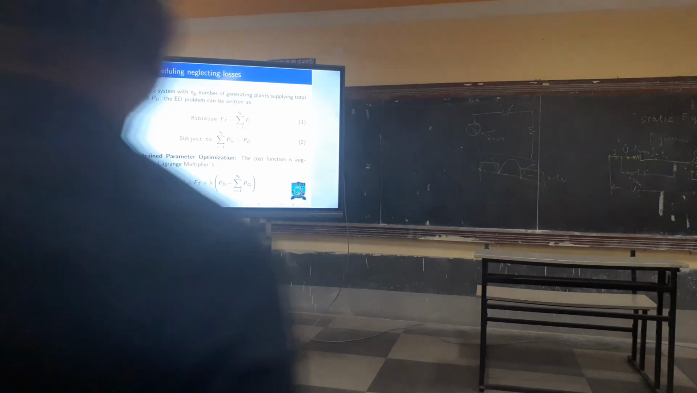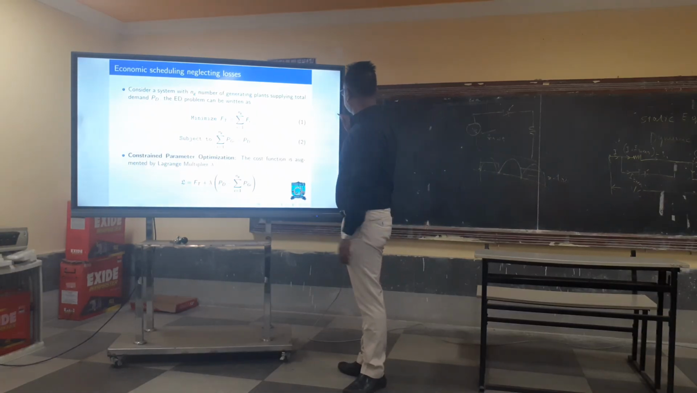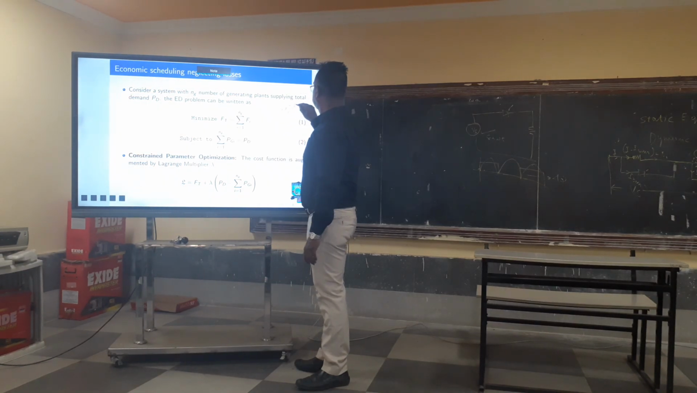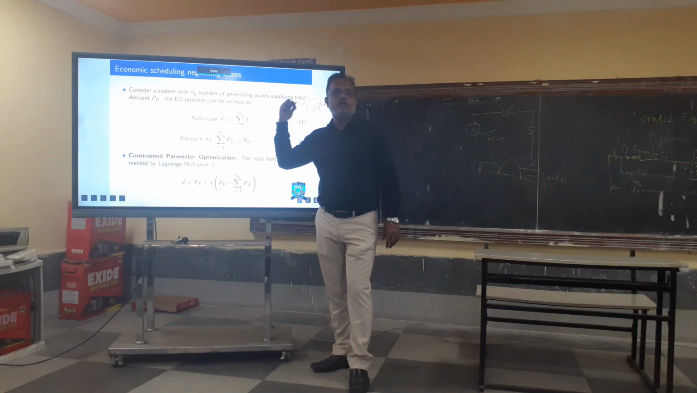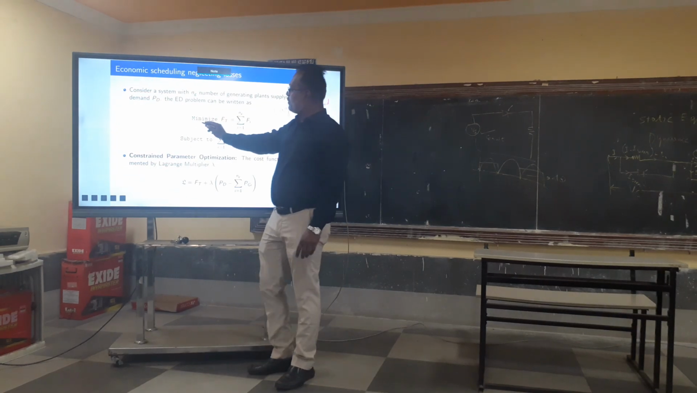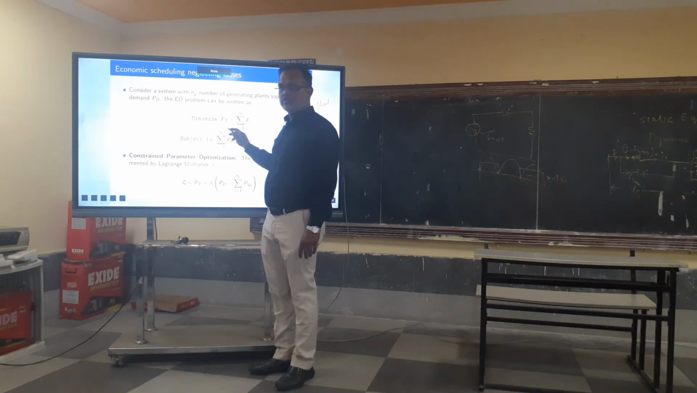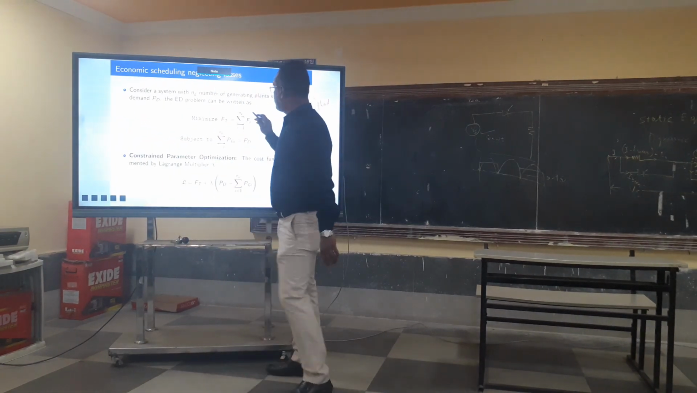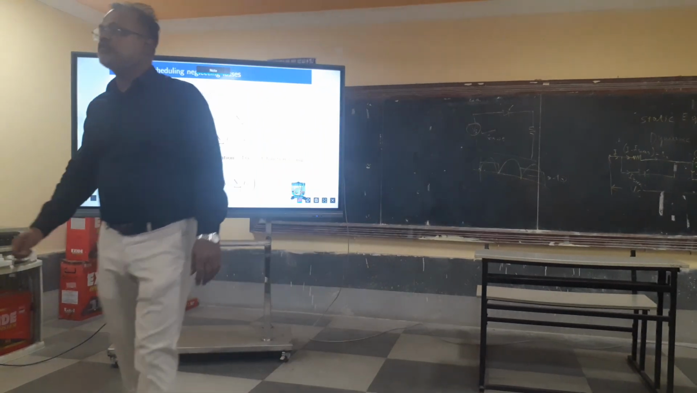This method is known as Lagrange's method. Okay, so look here. What is our objective? To minimize. Write down this. To minimize the total fuel cost, which is the summation of the cost of individual generators.